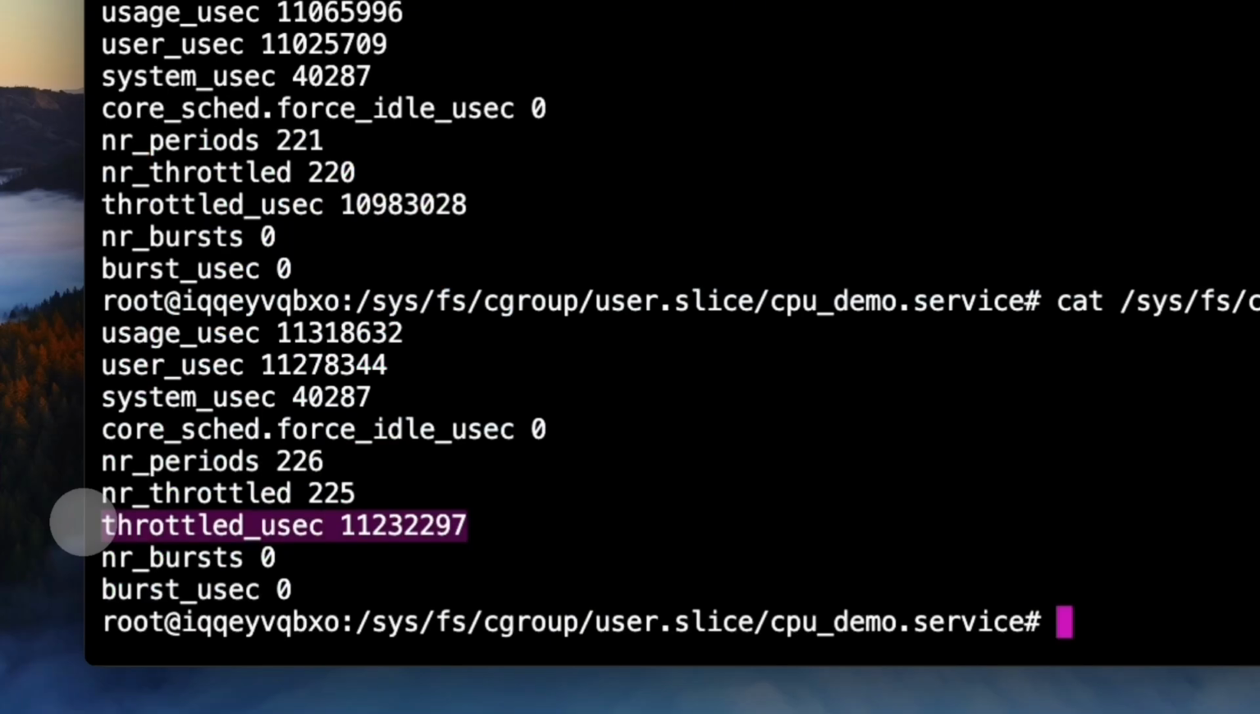And this is expected behavior. Notice that nr_throttled is almost equal to nr_periods. This proves throttling is working correctly. The process exhausts its quota in every single period. The key metric is throttled usage, which shows about 50% of total time was spent waiting.